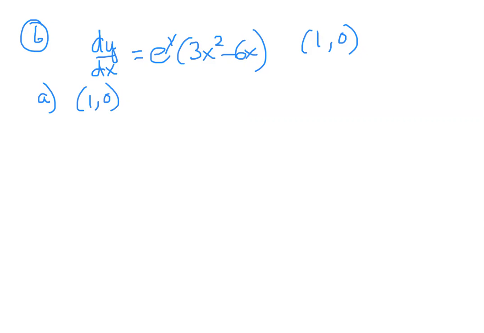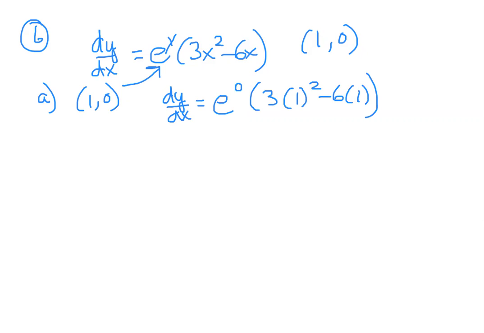So we're going to take 1, 0 and put it in there to find our slope. So our slope is going to be e to the 0 times 3 times 1 squared minus 6 times 1. Okay, we're substituting 0 in for y, 1 in for x. And e to the 0 is 1, so this is 3 minus 6, we get negative 3.